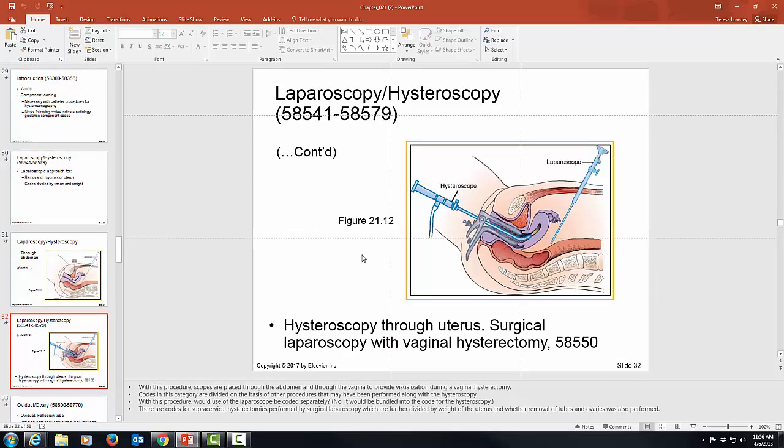And then here, this one is going through the uterus. It's the hysteroscopy through the uterus. It's considered a surgical procedure and generally done with a vaginal hysterectomy. So the scopes are placed through the abdomen, through the vagina, to provide that visualization during a vaginal hysterectomy.